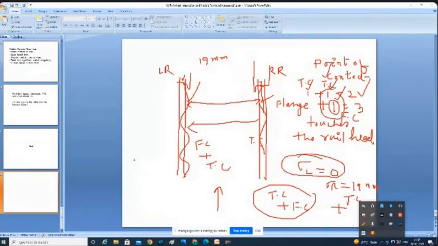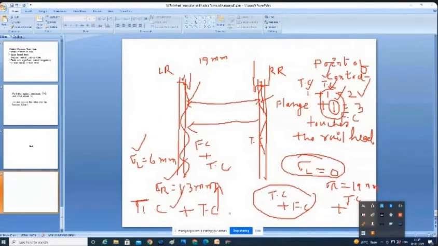Suppose this side is sigma L equal to some 6 mm, and sigma R is equal to 13 mm. How many contacts will be there? Only 2, because the left side also has a gap and the right side also has a gap. So only 1 tread contact on this side and 1 tread contact on that side, no flange contact. There are gaps on both sides, so only 2 contacts will be there: tread contact left side, tread contact right side.